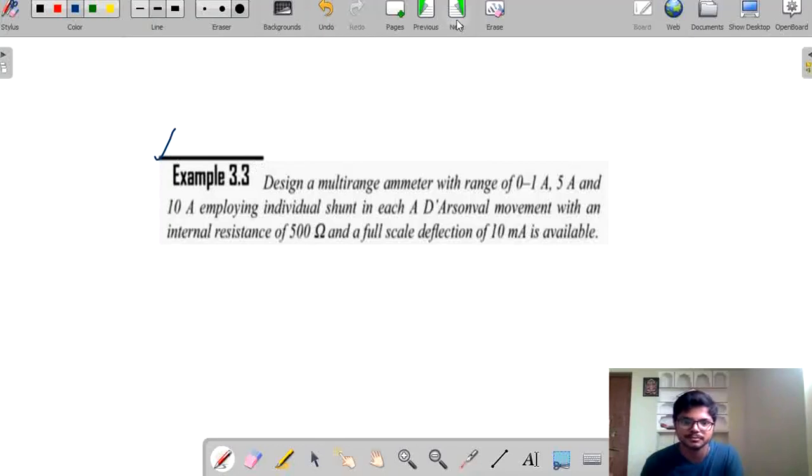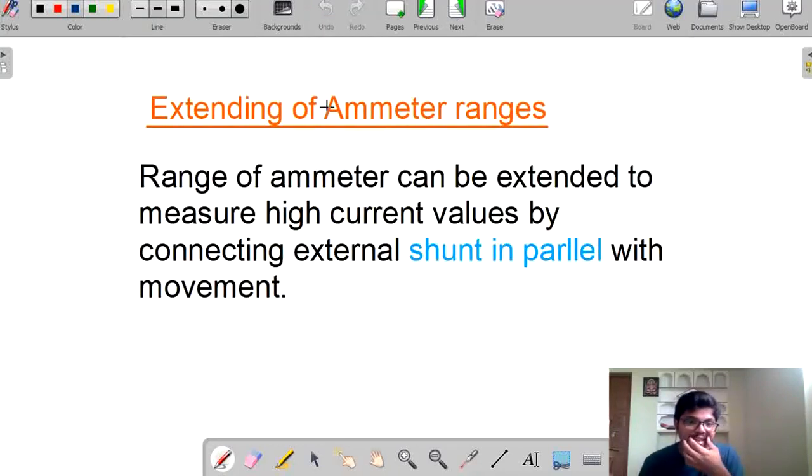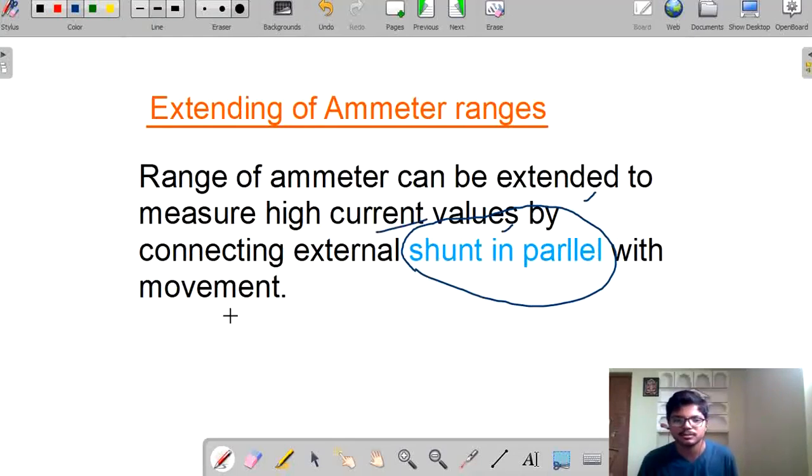Okay. Next, extending of an ammeter range. Extending means nothing but what we have discussed until now, we have written in the theory format. The range of an ammeter can be extended to measure high current values by connecting an external shunt. Yes, this is the action we are doing to measure high current values with the movement.